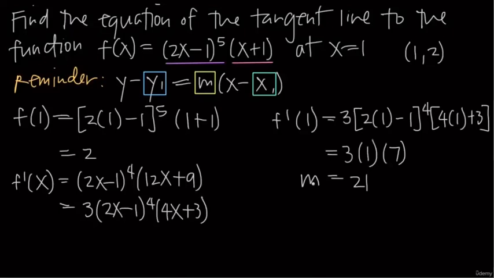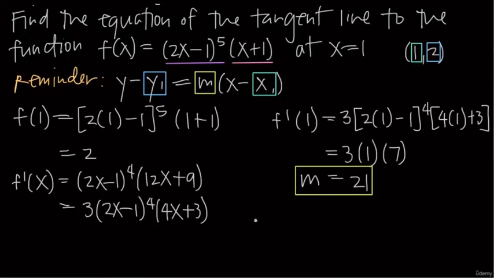So now we have this value for m, and we have x sub 1 and y sub 1. If we go ahead and box those so we know what we're doing here, we have m equals 21 going in here for m. We have x sub 1 as 1, and we have y sub 1 as 2. So we're going to plug in all 3 of those values using this formula here.